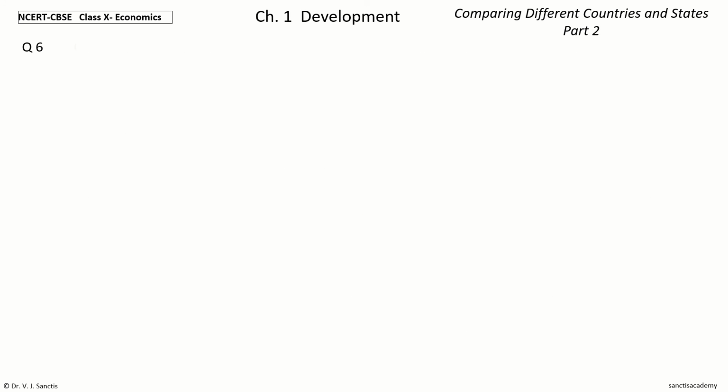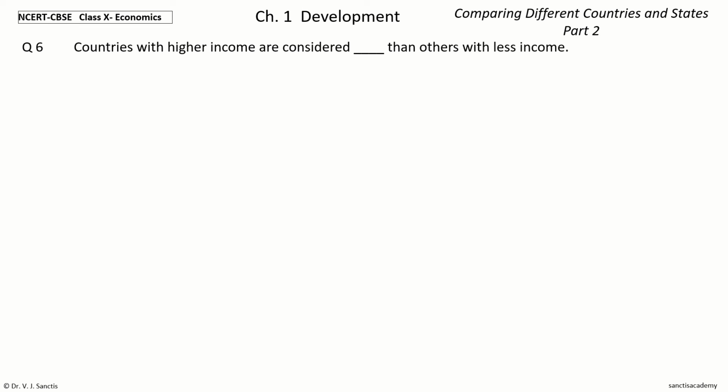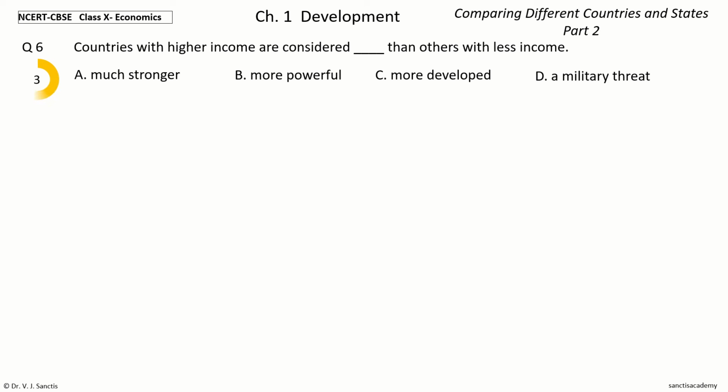Next, question 6. Countries with higher income are considered dash than others with less income. The options are much stronger, more powerful, more developed, a military threat. Your time to choose. And the answer is more developed. So, countries with higher income are considered more developed than others with less income.